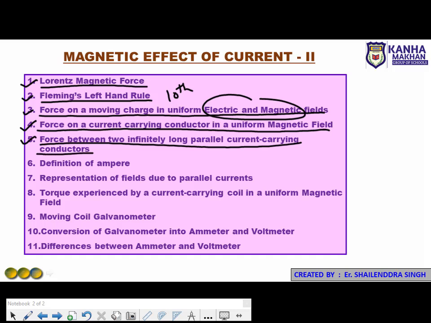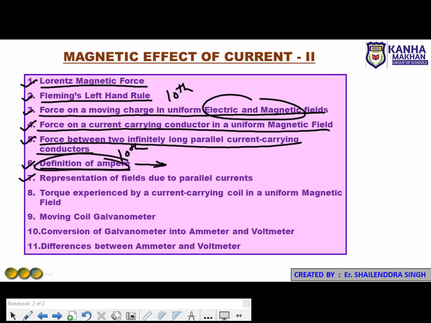It was also given in the class 10th standard, you know very well, but here it is given in a described manner. And what is the definition of the ampere? It is the basic unit, the fundamental unit of current, and 1 ampere is also defined in class 11th, you know very well what is 1 ampere.